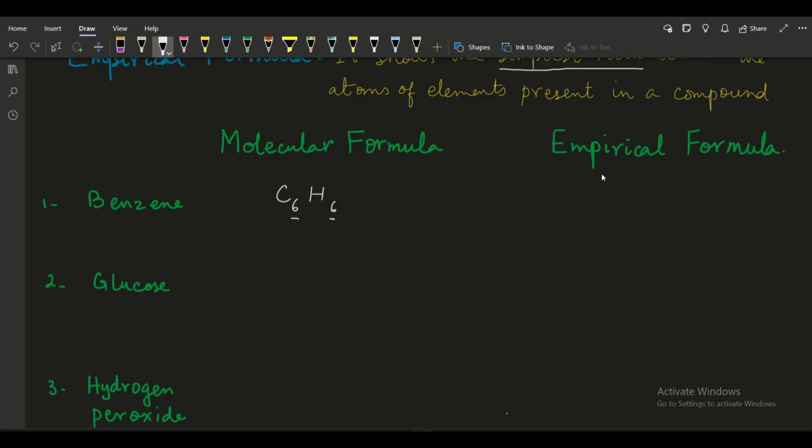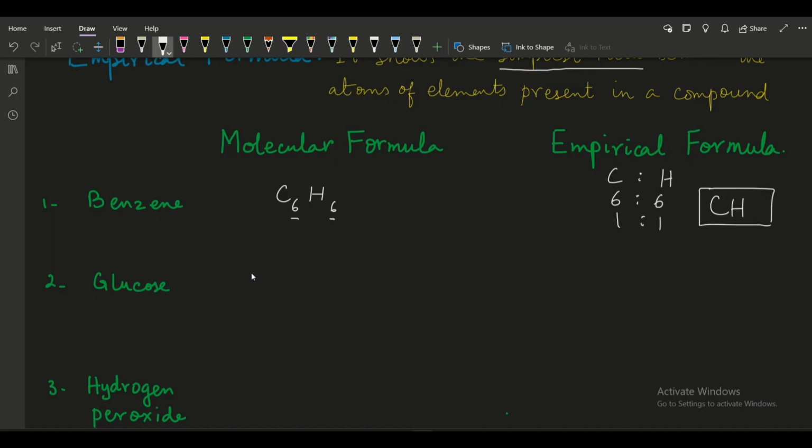the empirical formula will give you the simplest ratio between carbon and hydrogen atoms. What is the simplest ratio between both of them? It's 1:1. So that means the empirical formula for benzene would be CH, giving us the simplest ratio in which these two atoms have combined together.